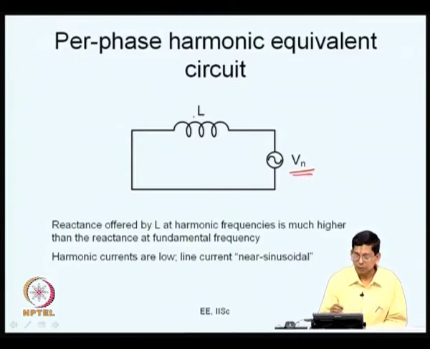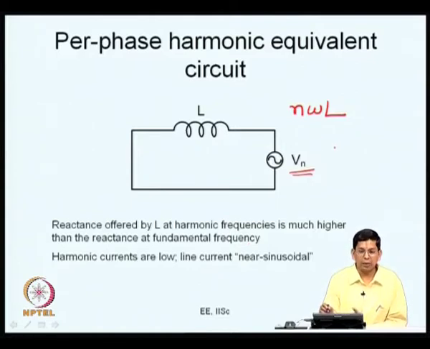It has the same inductance L, but the reactance offered by this is n times omega L, where omega is the fundamental frequency. The fundamental component sees a reactance of simply omega L, but the harmonic voltage sees a reactance of n times omega L. The reactance offered by L at harmonic frequencies, therefore, is much higher than the reactance seen by the fundamental component. So, n could be very high.